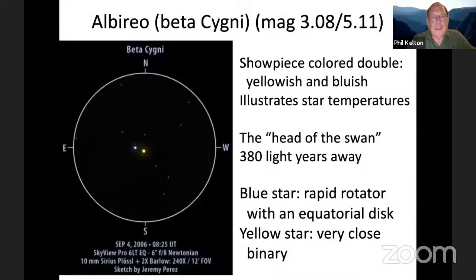Okay, so Albireo, of course, is the showpiece double, yellowish and bluish. The thing I always tell people about Albireo is that it's a nice illustration of star temperatures. So the bluer star is the hotter star, the yellowish star, which is the brighter of the two, is not as hot on its surface temperature as the blue star. Turns out the blue star is a rapid rotator with an equatorial disk, and the yellow star is a very close binary. So once again, what looks like a simple, pretty double star is actually a much more complex object.